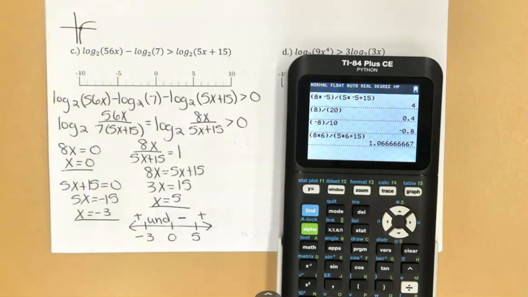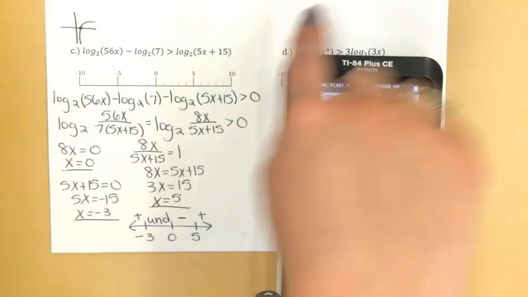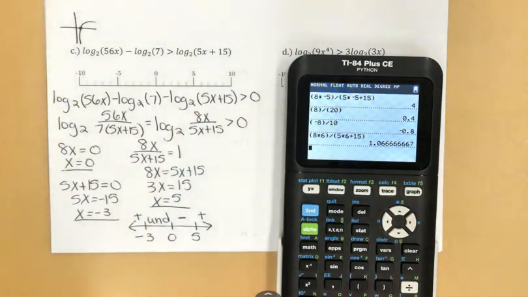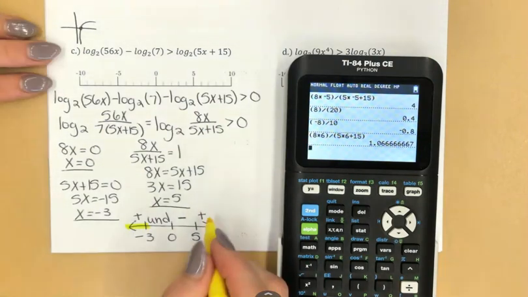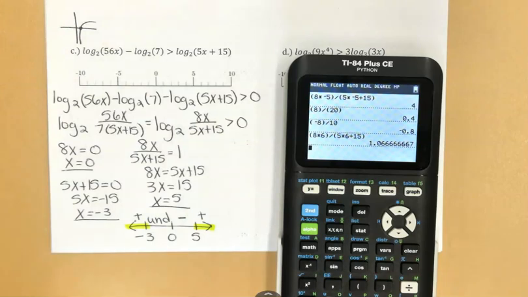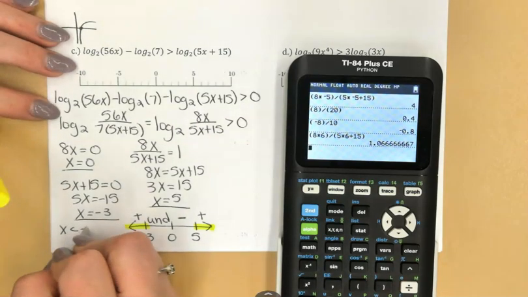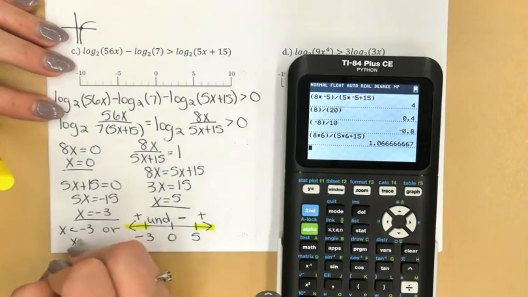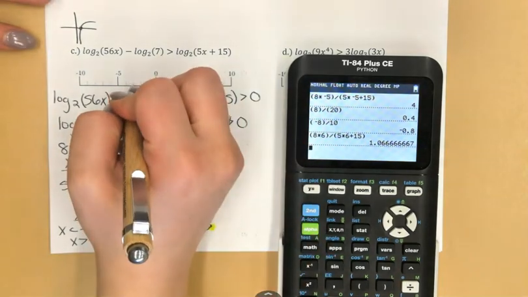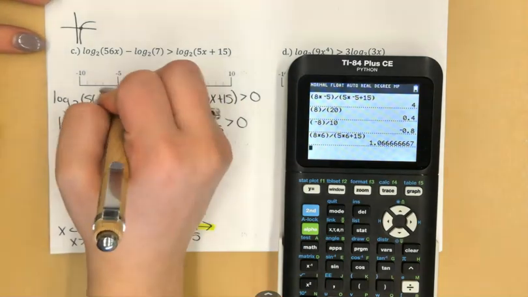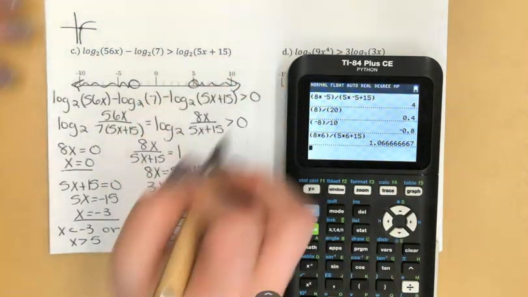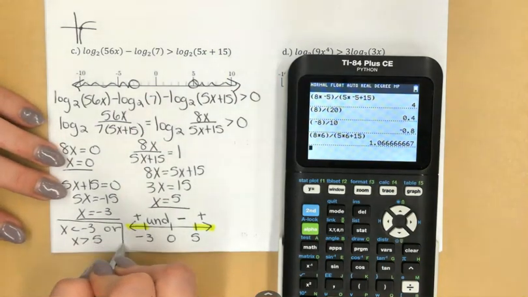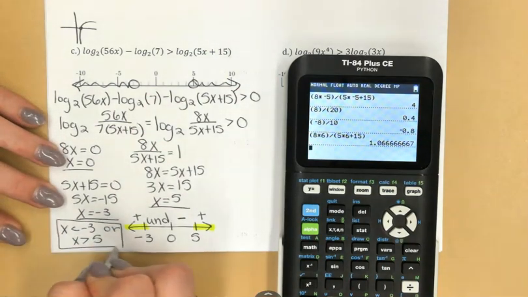So the answer I'm looking for, again, I wanted to know when this was greater than 0, so that's going to be my positive intervals. That's going to be here when x is less than -3 and here when x is greater than 5. So those are the two parts of my answer. And then to graph that on the number line, you should be familiar with that. Open circle at -3, arrow going to the left. Open circle at 5, arrow going to the right. And there is my answer as an inequality.